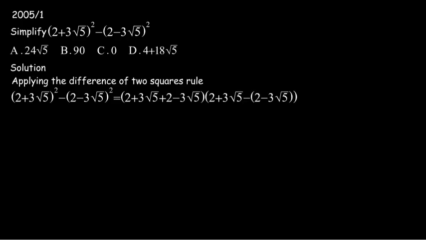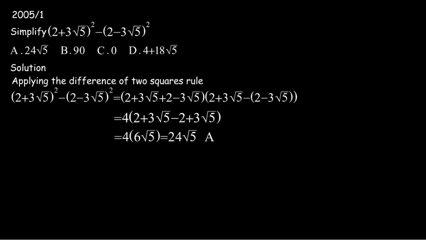So simplifying further by expanding our brackets, it will be equal to 4(2 + 3√5 − 2 + 3√5), and when opening the further bracket, it is equal to 4(6√5), which is equal to 24√5, and our answer is A.